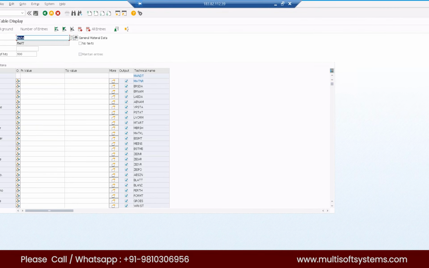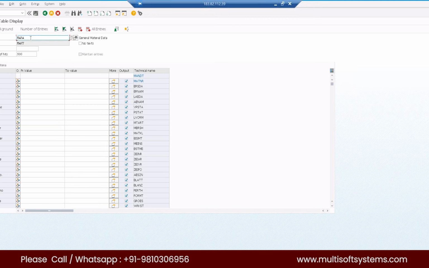The articles are no longer called articles from S4 version 1809. They are called only materials, just like the way materials are called in the normal ECC processes. So MARA is the main table for the materials.